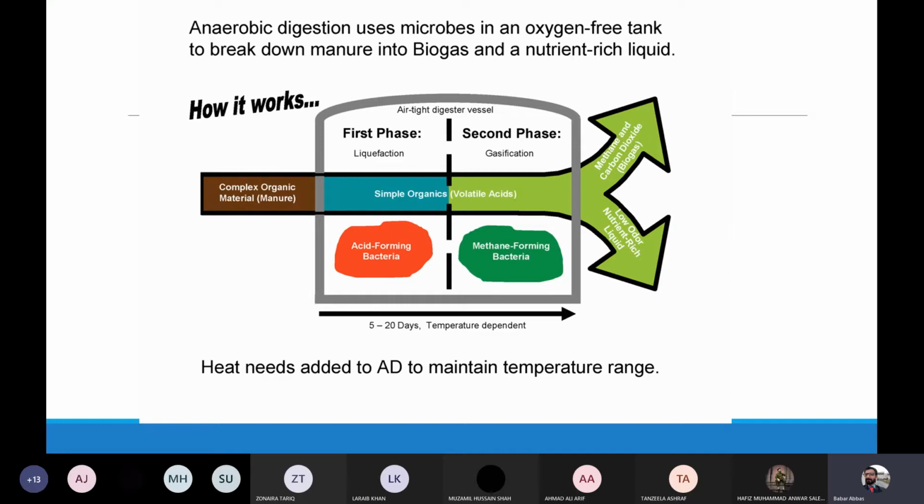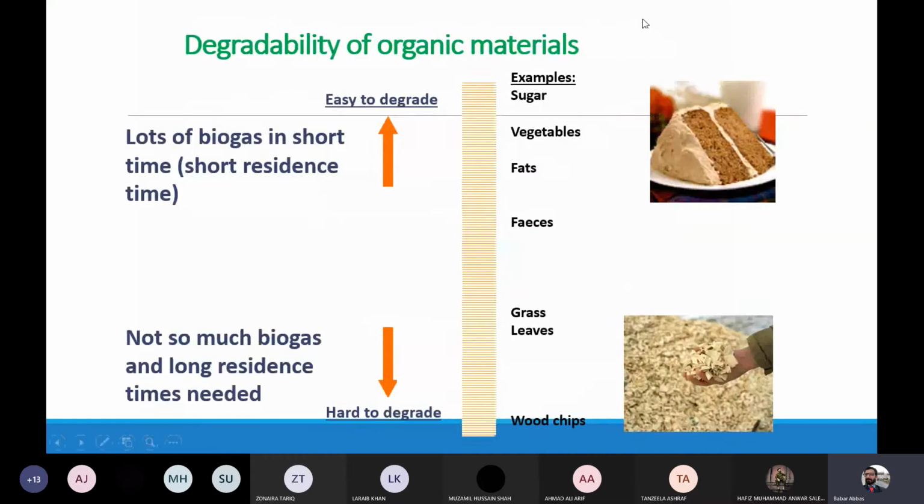The selection of this material is very important, and we must know the characteristics or the properties of the complex organic material in terms of its biodegradation, and at what time period it is biodegraded efficiently, and it would be enhancing the efficiency of our biogas production system.